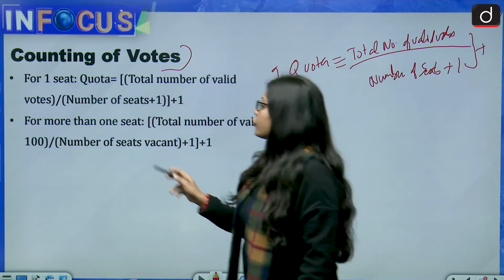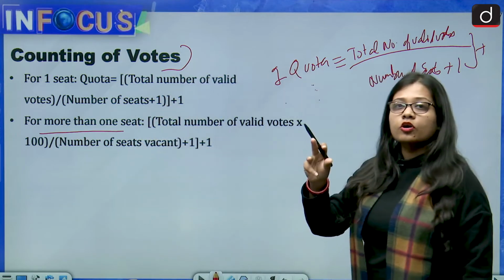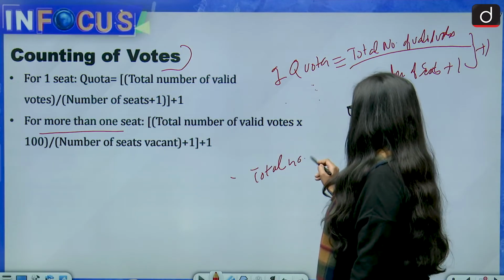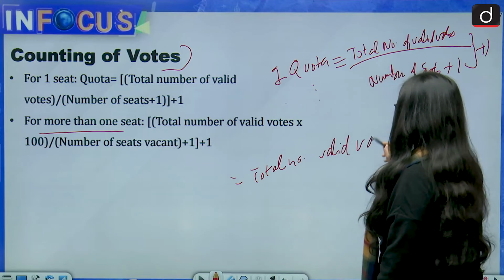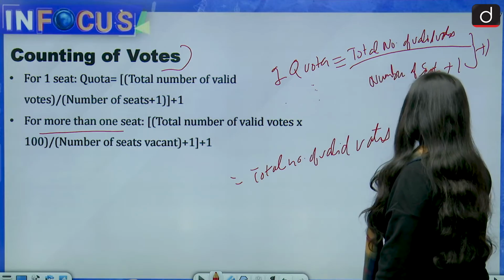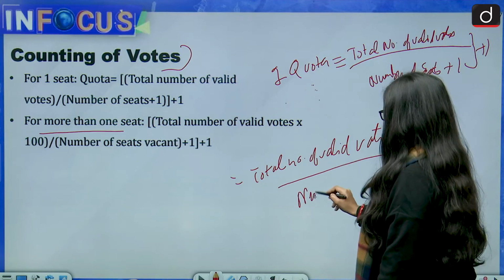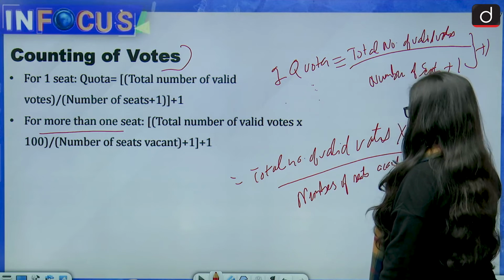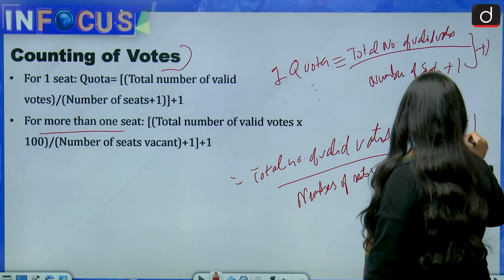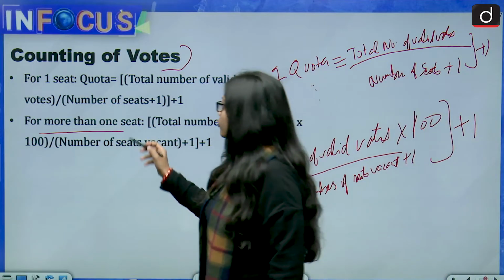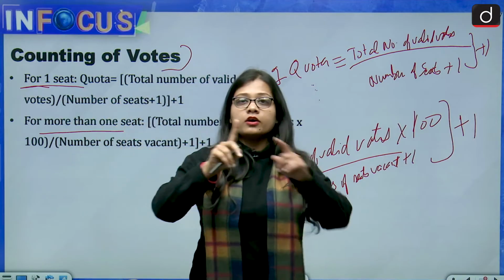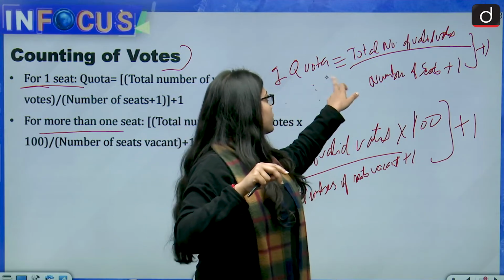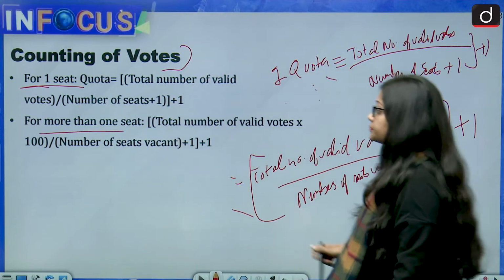Now the second aspect is for more than one seat. If the counting of votes is for more than one seat, then the formula becomes total number of valid votes into 100 upon number of seats vacant plus 1, and then overall plus 1. So this is the formula for more than one seat. For one seat and for more than one seat, the formulas are different.